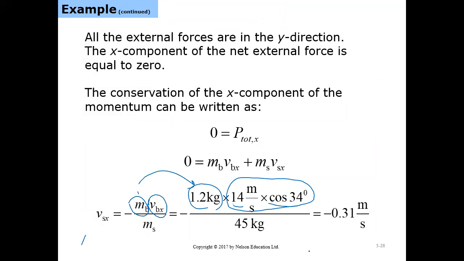Divide by mass of the skater. There it is. You get a negative value. Because we have chosen the direction of the bottle's velocity as the positive direction, we are getting a negative answer. So you should understand that means the skater is moving backward, in the opposite direction to the bottle's velocity.